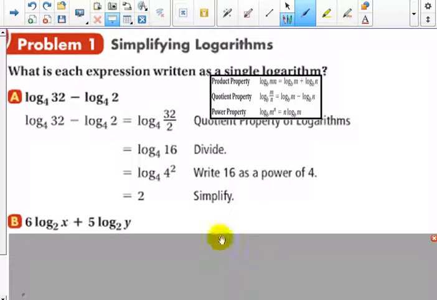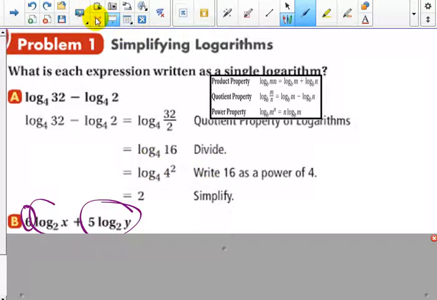Now let's look at the next one. We have 6 log 2 of x plus 5 log 2 of y. Well, we have two things going on here. We've got the power property going on, and we have an addition, which is the product property. So we have the power and the product. So let's work the power property first on both of these.